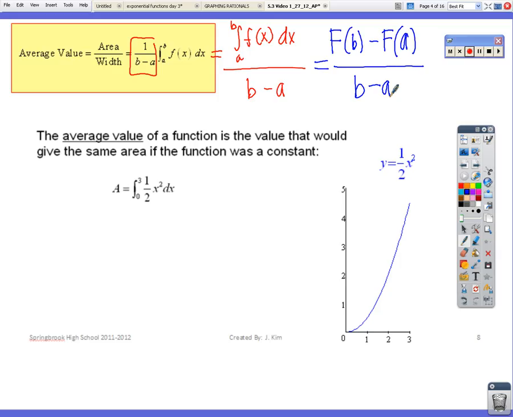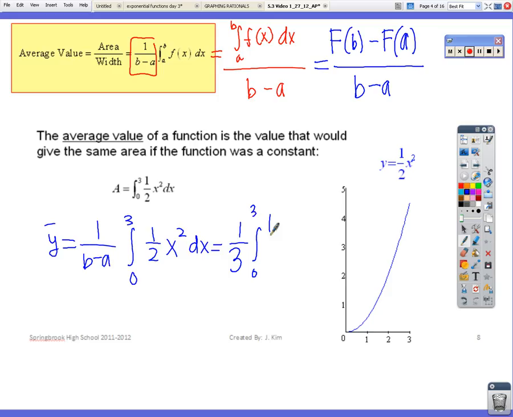So I did this problem in class the other day. You were asked to find the average value of this function. So the average value of y would be 1 over b minus a, integral from 0 to 3 of 1/2 x squared dx. So that would be 1/3, because it's 1 over 3 minus 0, integral from 0 to 3 of 1/2 x squared dx. So I'll do this quickly just to give you a reminder of how to do it.